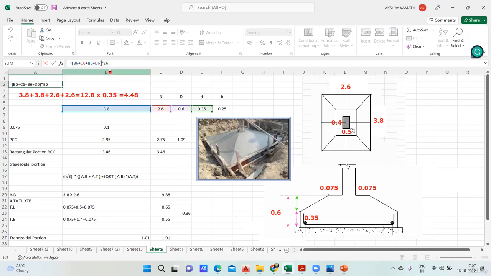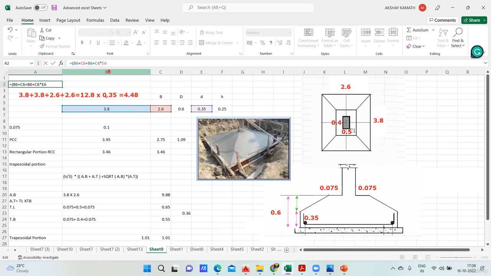Maybe because of the BODMAS rule, it will take B6 plus C6, B6. Okay, fine. See, one mistake we have made. B6, this is correct. See, this B6 indicates column B and row 6. Then again C6, 2.6. Then again I took B6. But next I took D6. I took 0.6 here. So that is why that error was coming. So I should take 2.6. Now the answer should come.